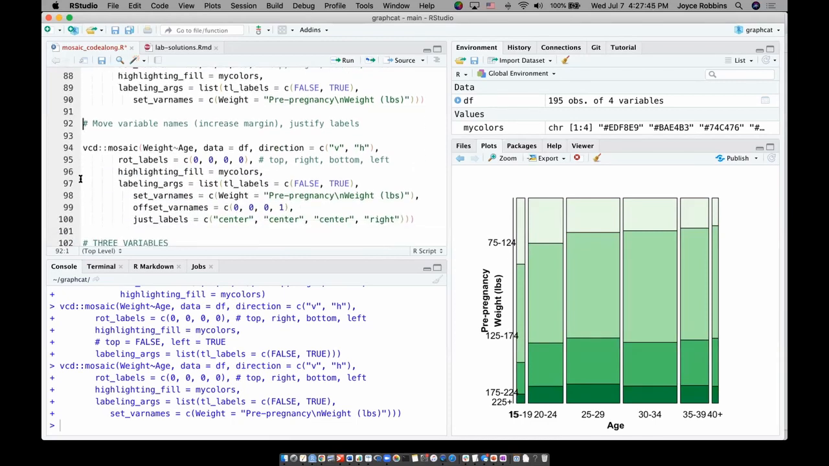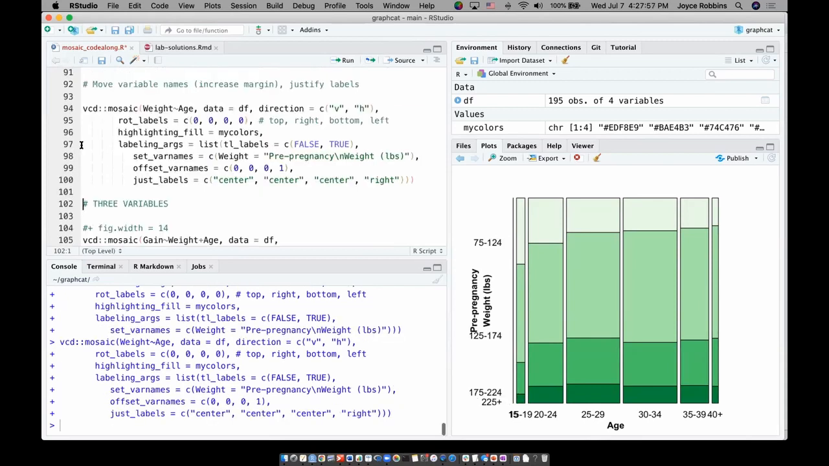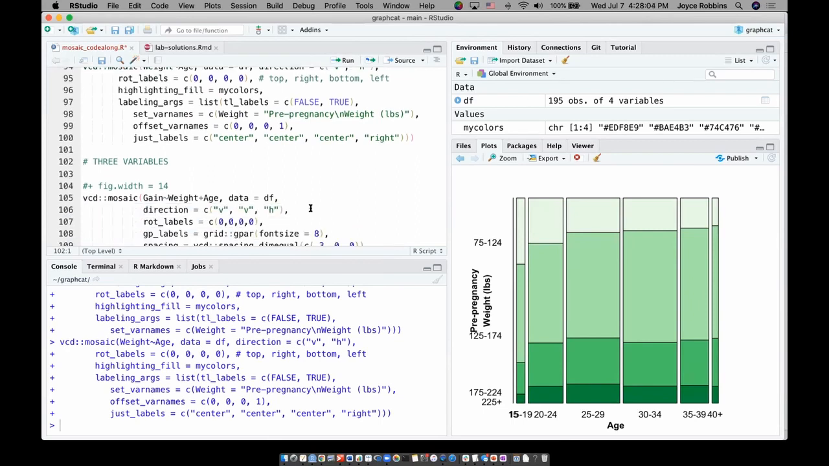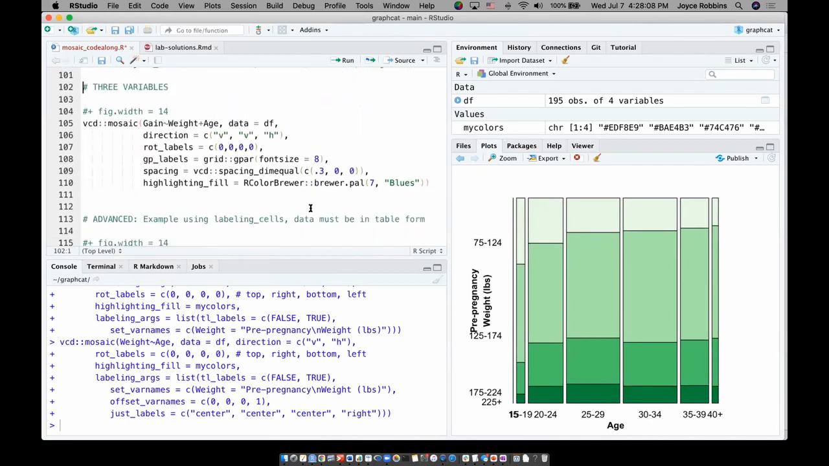You can change the, I have a couple other things here, like moving the variable names a little bit or justifying the labels. So these are just some minor changes to clean up here. Looks like I introduced a little bit of a problem as well. Now, three variables. So again, it's just adding another variable on the list in the formula.